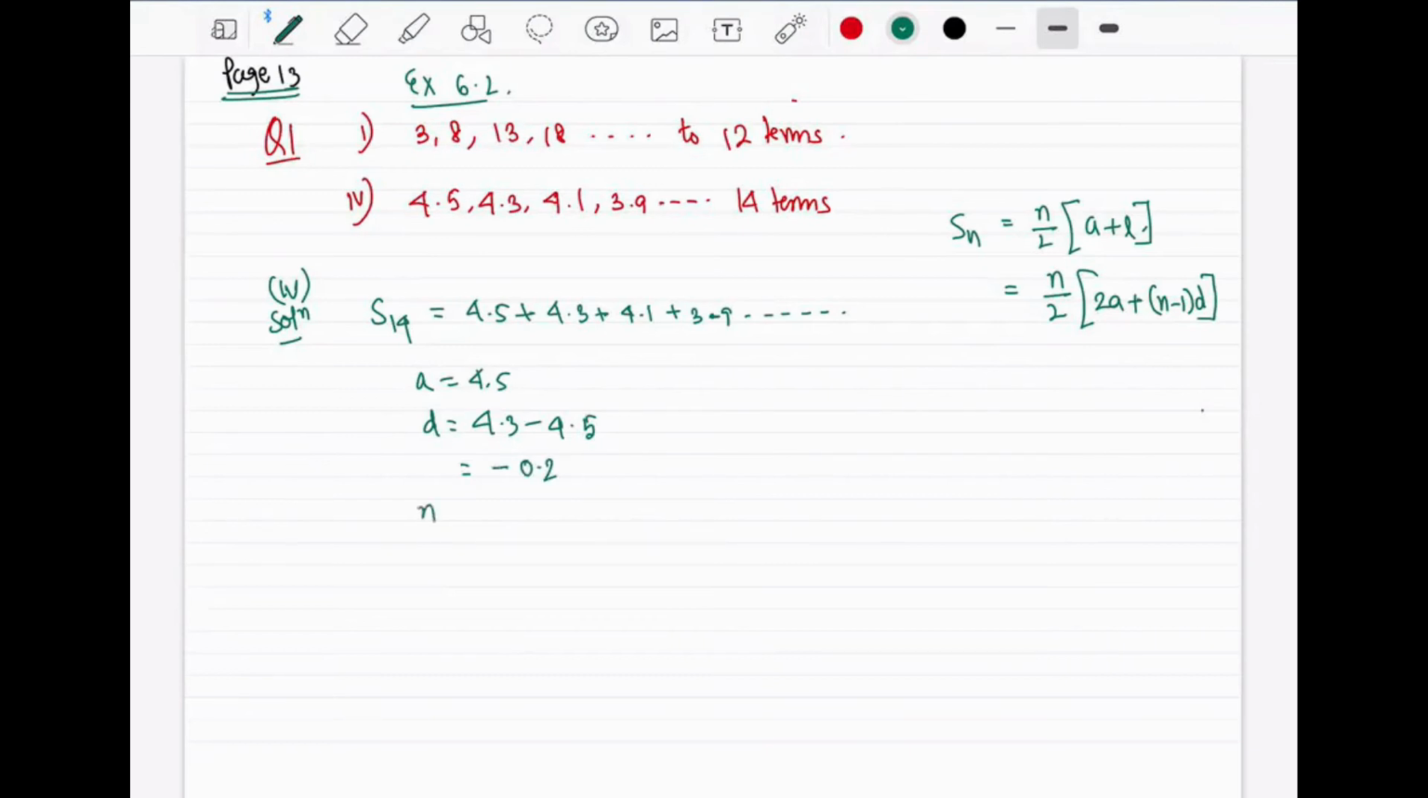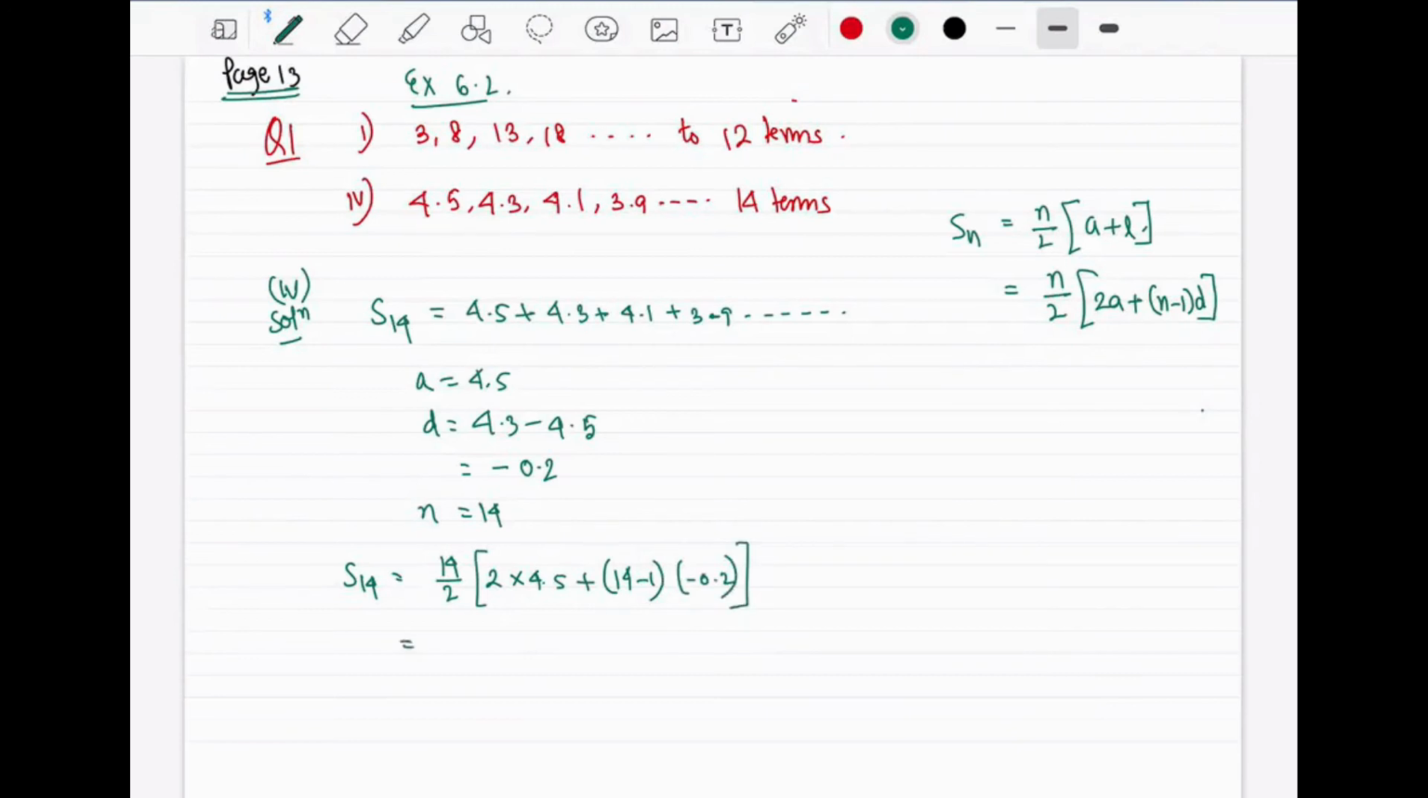Now how much is n? The number of times that we have to add, it's given as 14. Again, since the last term is not known, we will not use this form. We will use this one. So use the formula. S14 is equal to n by 2, which is 14 by 2, into 2 into a, which is 4.5, plus n minus 1, which is 14 minus 1, into d. d is how much? Minus 0.2.